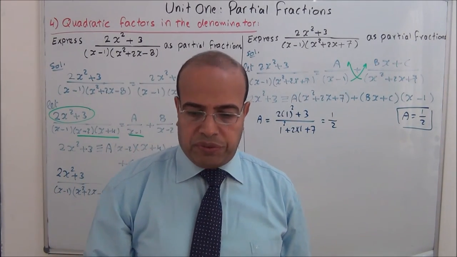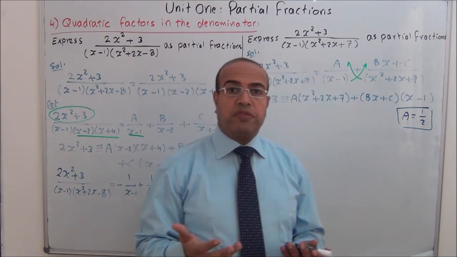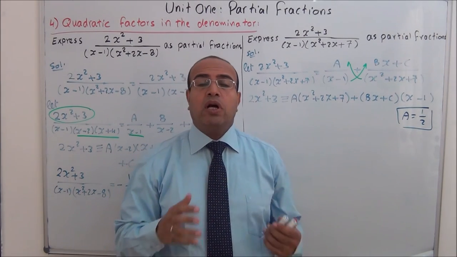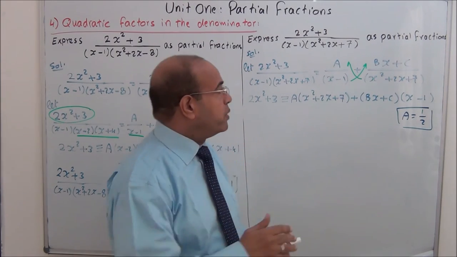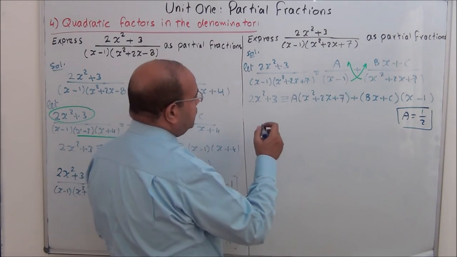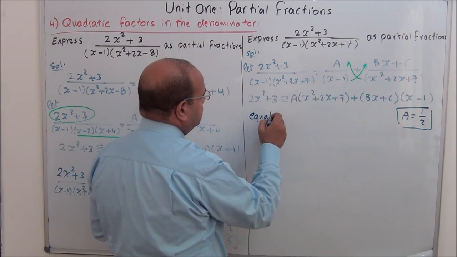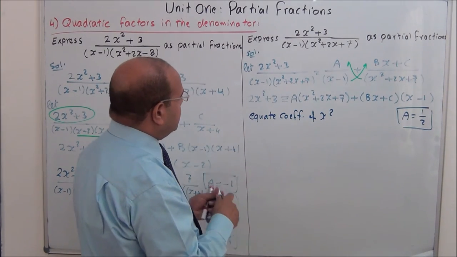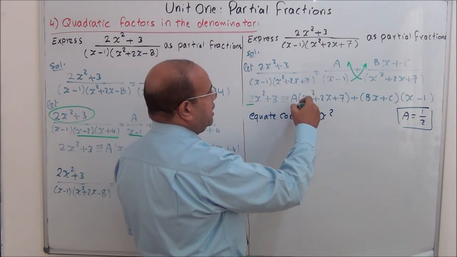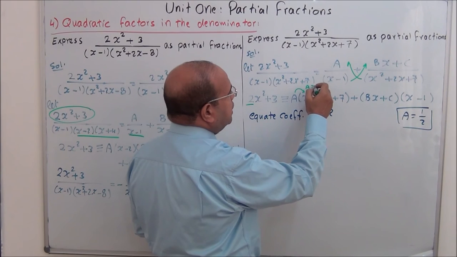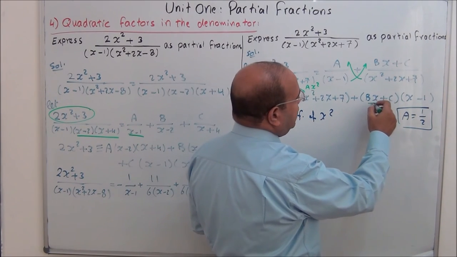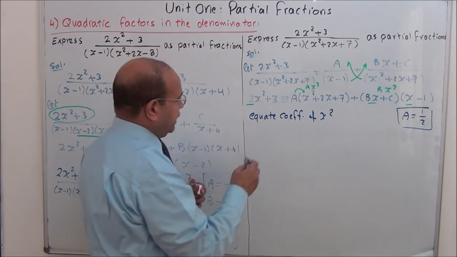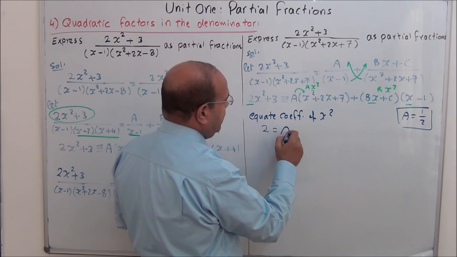Now we need to get the values of b and c. We use equating coefficients. It's better to equate the highest coefficient and the constant. Don't equate x, because for the coefficient of x we need to expand all the brackets. So equate the coefficients of the highest power, x squared. On the left side, the coefficient of x squared is 2. On the right side, a times x squared gives a x squared, and bx times x gives b x squared. So we have a plus b on the right side, and 2 on the left side.